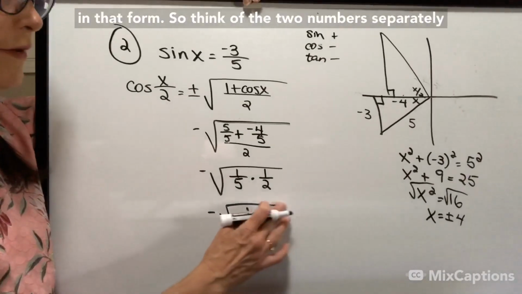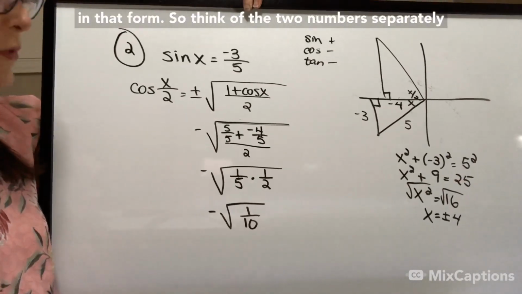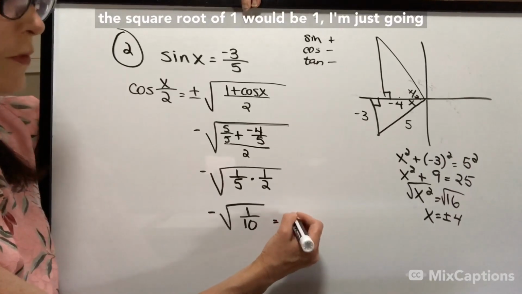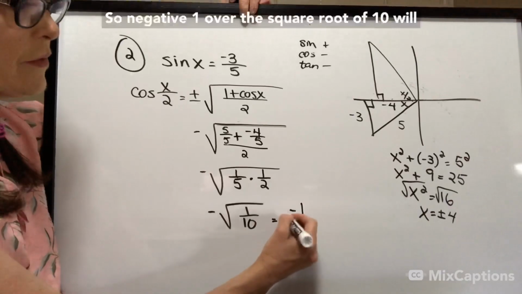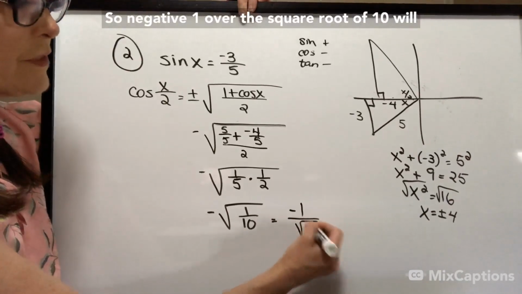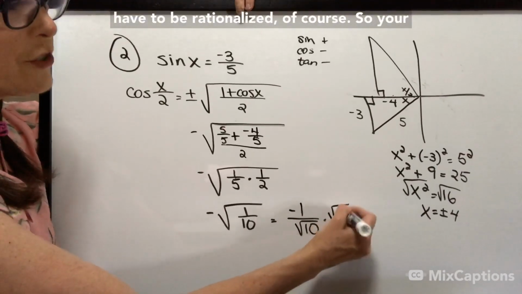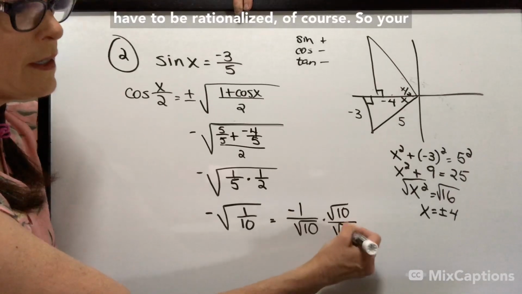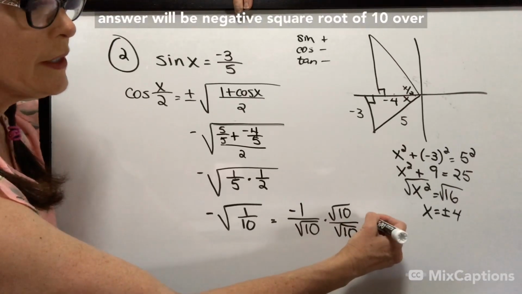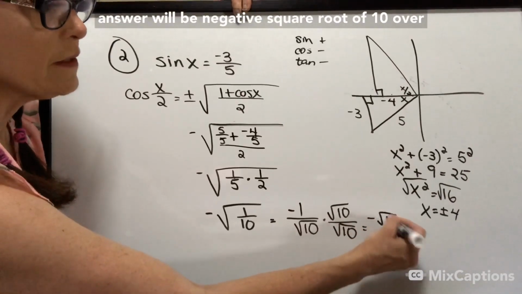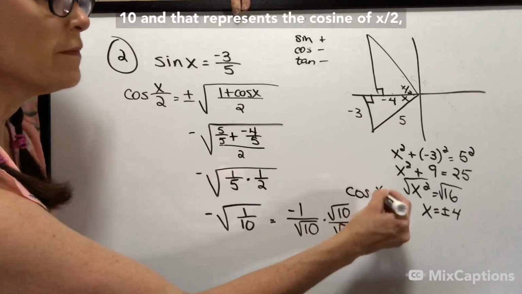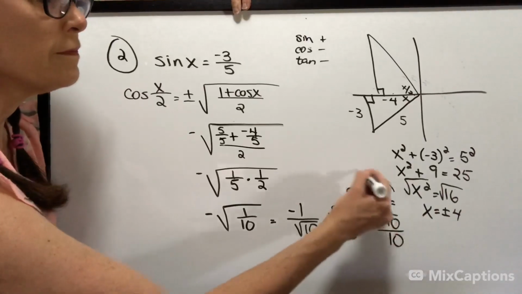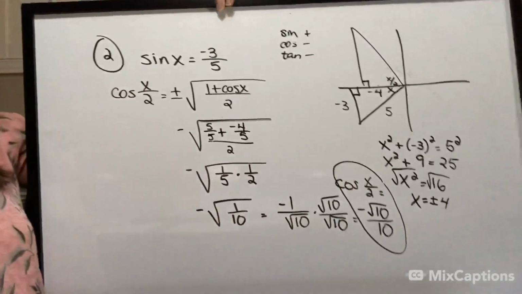which you cannot leave in that form. So think of the two numbers separately. The square root of 1 would be 1. I'm just going to use -1 because of this sign back here. So -1 over the square root of 10 will have to be rationalized, of course. So your answer will be negative square root of 10 over 10. And that represents the cosine of x over 2, half of x.